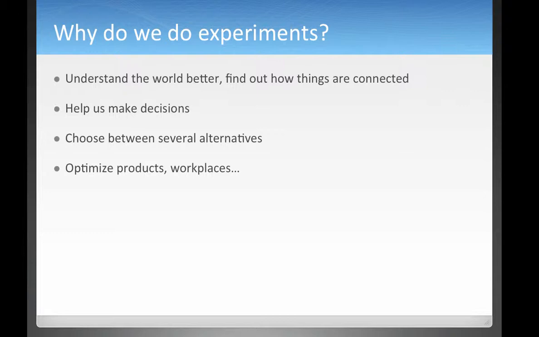So why do we do experiments? It's to understand the world better, find out how things are connected. Experiments help us make decisions, right? We can evaluate different alternatives and decide which one is likely the best one, or what are the results of different alternatives. We can use experiments to optimize products, workplaces, therapeutical methods, instructional methods. There's all kinds of ways to use experiments for the greater good.